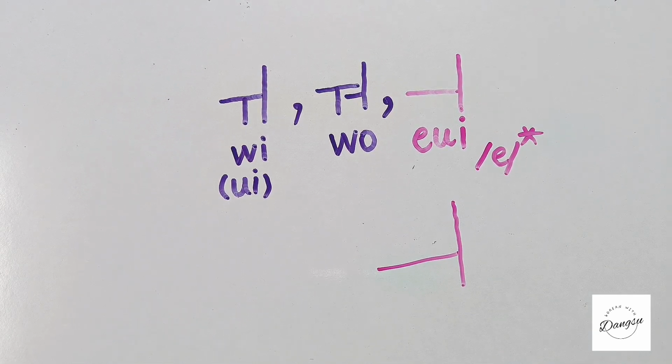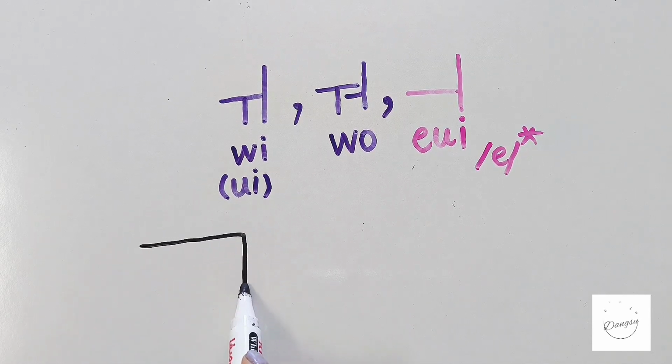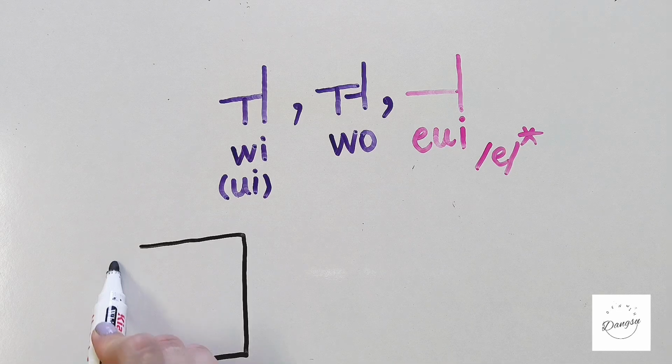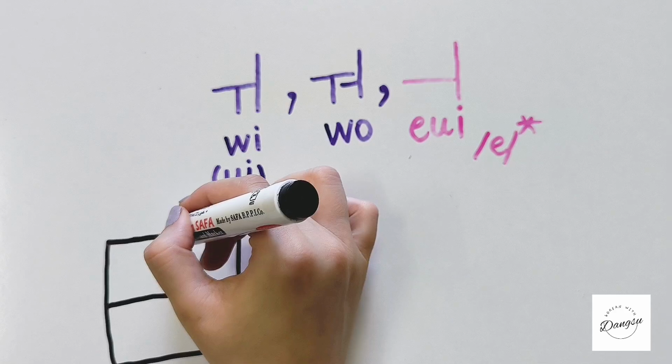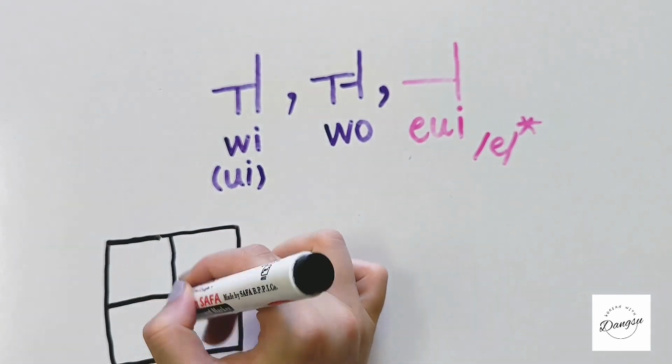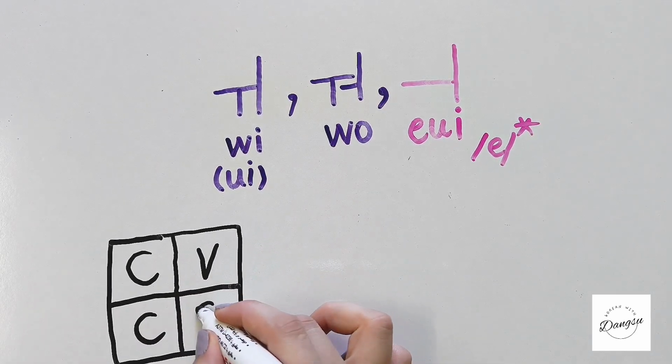Well done, guys. You've come a long way, and now you can read a lot of words and a lot of block formations. That brings us to our last 2 complicated block formations. First is, let me draw it here. First is like this. It's a 4-part block, like this. It's a C as always, a V, a C, and another C.